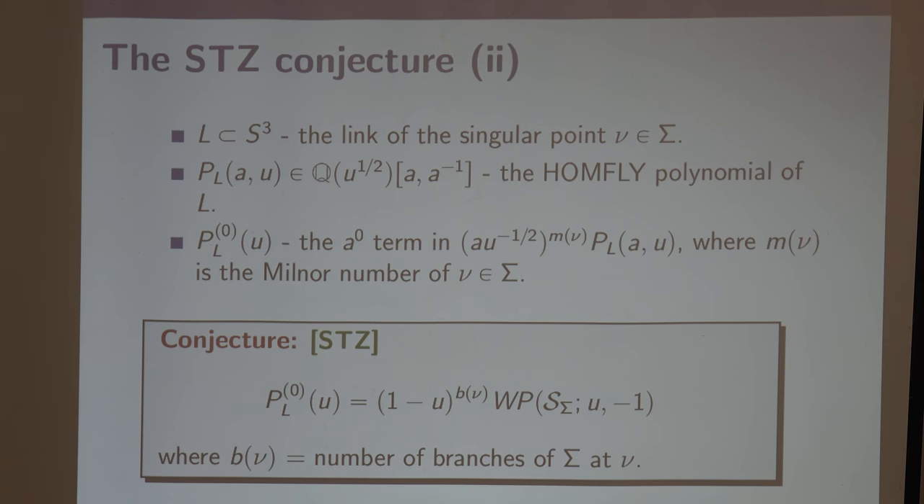The conjecture is that that coefficient in the HOMFLY polynomial is equal to the mixed Poincaré polynomial. And I say it's a conjecture because at the time I wrote the slides, it was a conjecture. But it is actually now proven. It is a theorem of Shende, Treumann, Williams, and Hausel.